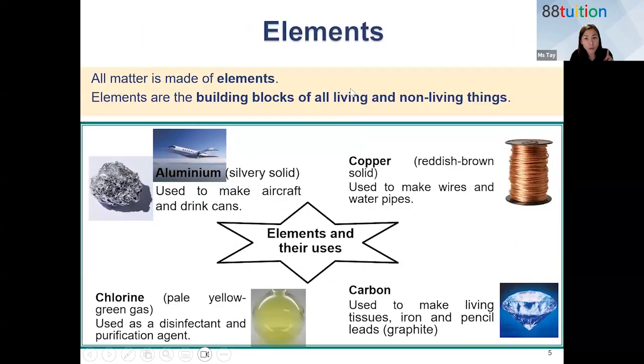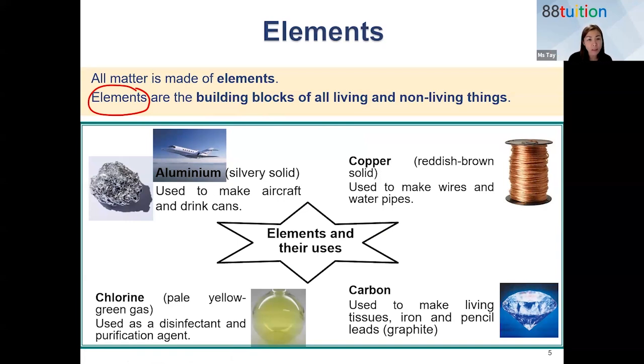Now we are only going to focus on elements for today's lesson. All matter is made of elements. Even you and me, we are made of elements. There are so many elements inside us. In order for you to learn complicated stuff, we have to start from the basics. So we learn the most basic building blocks of all living and non-living things, which is elements. And elements, surprisingly, maybe not so surprisingly, we actually know what they are.